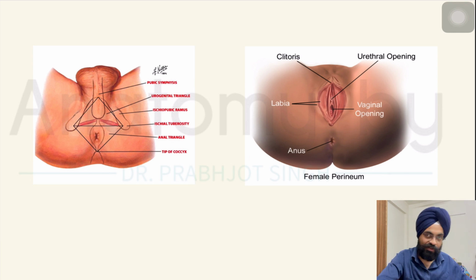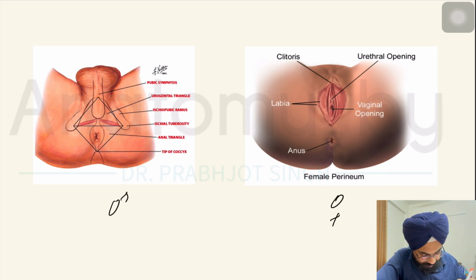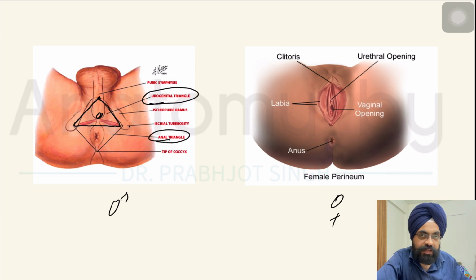So let's continue. So over here I have attached the two images. Now we will understand the perineum based upon these images. So this is the male genitalia and this is the female genitalia. In the male genitalia, you can see from the posterior of the scrotum lateral to the ischial tuberosity, you have this anterior triangle. This is the urogenital triangle, and posteriorly you have the anal triangle.